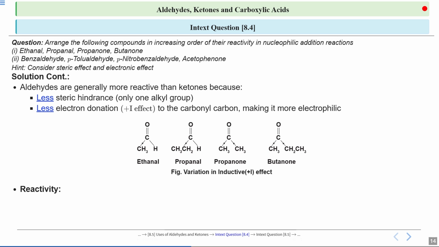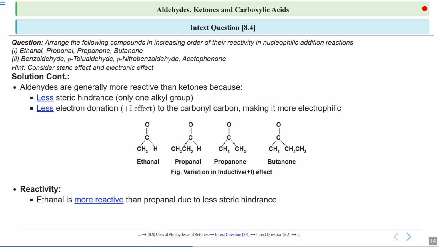So if I talk about the reactivity, then you will see that ethanol is more reactive than propanol because of the less steric hindrance. In ethanol there is one methyl group only, whereas in propanol there is more steric hindrance because there is this ethyl group. So an incoming nucleophile can easily attack on ethanol as compared to propanol. So ethanol will be more reactive.